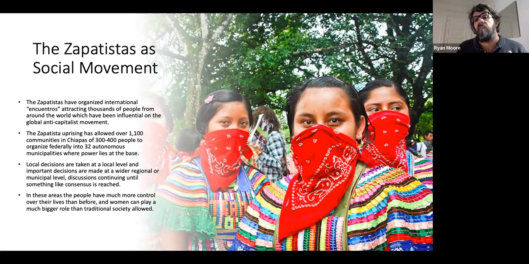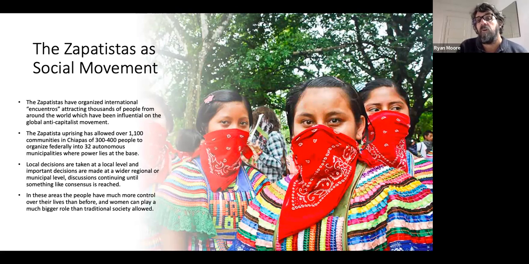So basically, they have tried to organize this decentralized network of small communities where there is power in the decision making of the people who are part of it. People who are part of these communities have more of a say, more decision-making power, and they're able to participate more effectively in these localized autonomous communities. So here, local decisions are taken at a local level, and important decisions are made at a wider regional or municipal level, with discussions continuing until something like consensus is reached.